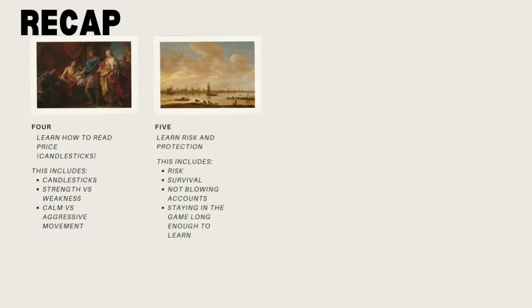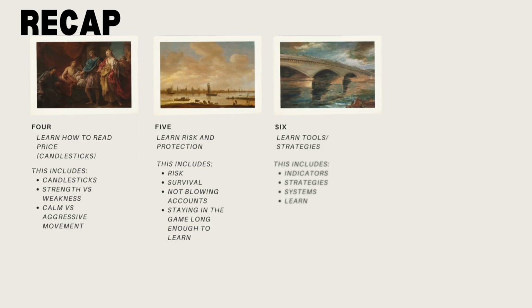This includes, again, candlesticks, strength versus weakness, calm versus aggressive movements. Then number 5, which is risk and protection. This includes risk, survival, not blowing accounts, staying in the game long enough to learn, again, live to trade another day. And then we have number 6, which is learning tools or strategies. And you want to do this after everything I just said makes sense. Learning tools and strategies includes indicators, strategies, and systems. You can also choose not to use any indicators, like myself.